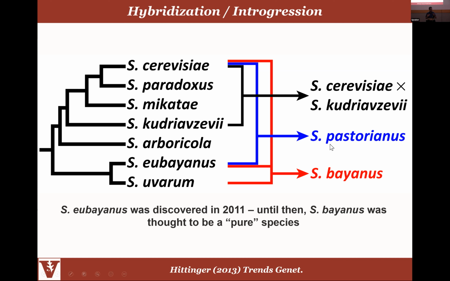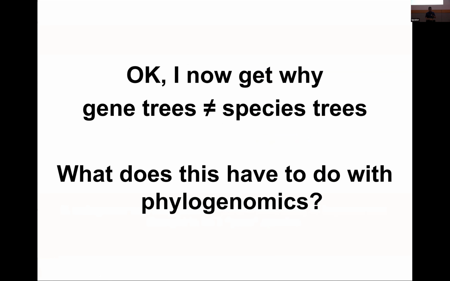And so pastorianus has the ability to make really beautiful ethanol and really nice and tasty beer at cold temperatures, which was the trait conferred by eubayanus. That can be really interesting and informative, and evolutionarily really interesting. But for the context of phylogenetics, this really confuses things. So I hope I've convinced you that studying histories of genes and comparing them to histories of species is interesting, but the two are conceptually distinct.